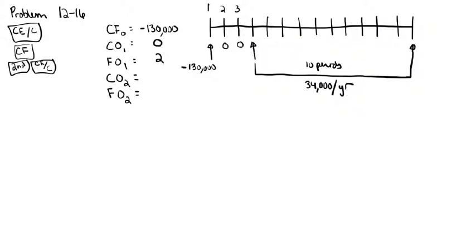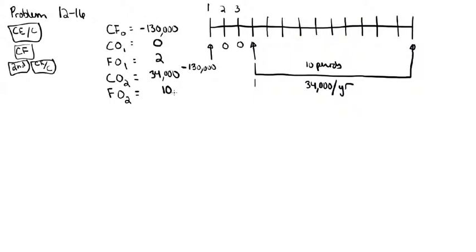There are 2 years where we will not receive any cash. And then at the end of the third year, we begin to receive $34,000. And FO2, according to this, is 10 periods. All right, so we have the information we need to plug this into our calculator.